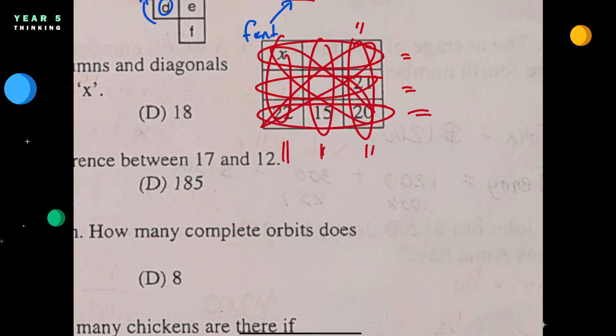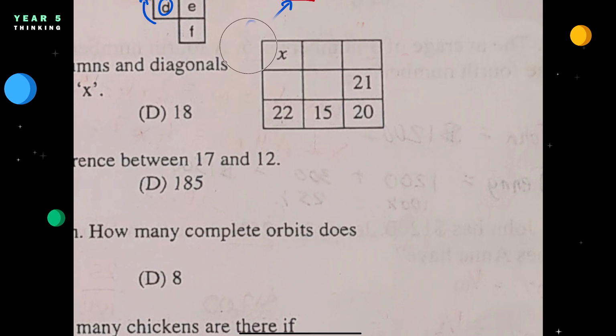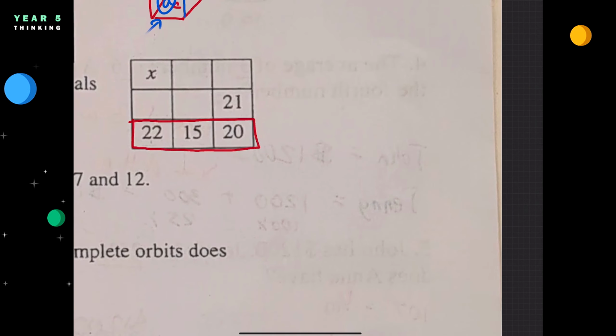Okay, so let's see. We need to figure out what the number is. Well, can we do that? Yes, we can. We've got this row already filled up for us, right? So we can figure out what the number is. All we have to do is add 22 plus 15 plus 20. 2 plus 5 is 7. 2 plus 2 is 4, plus 1 is 5. So 57. That means they all have to add up to 57.